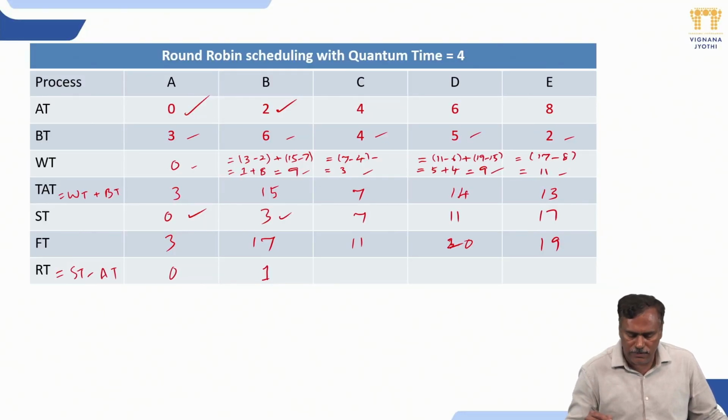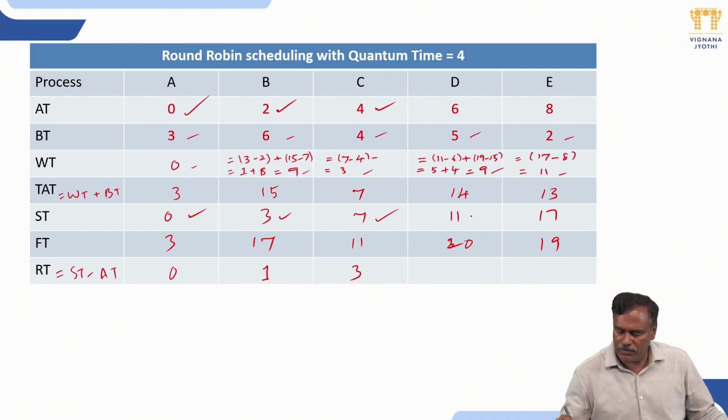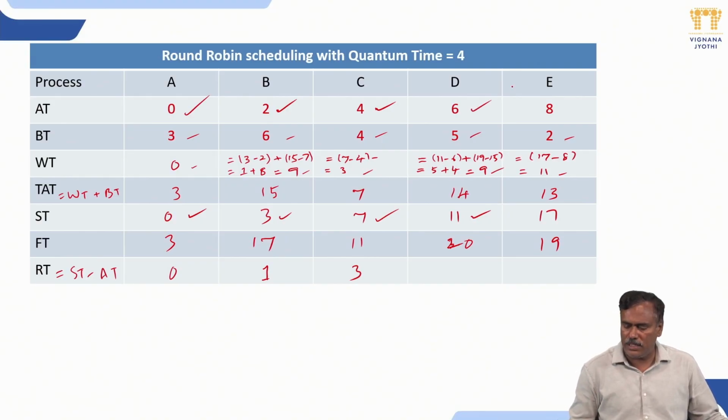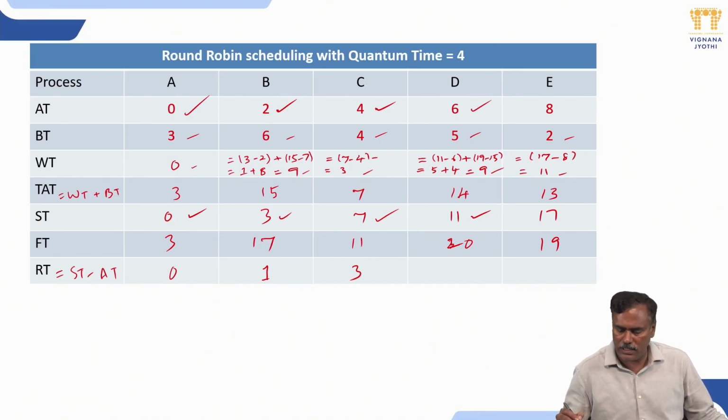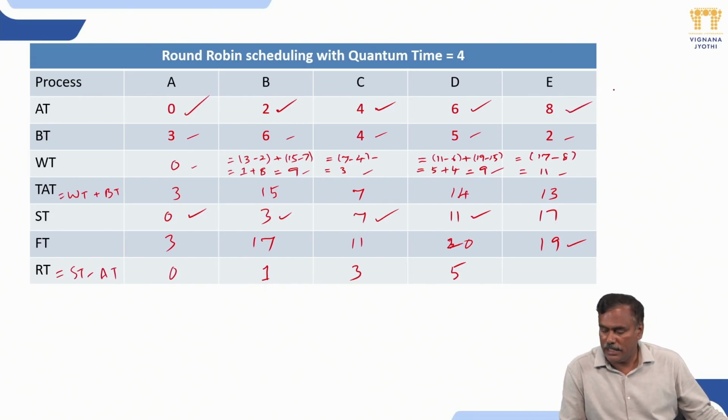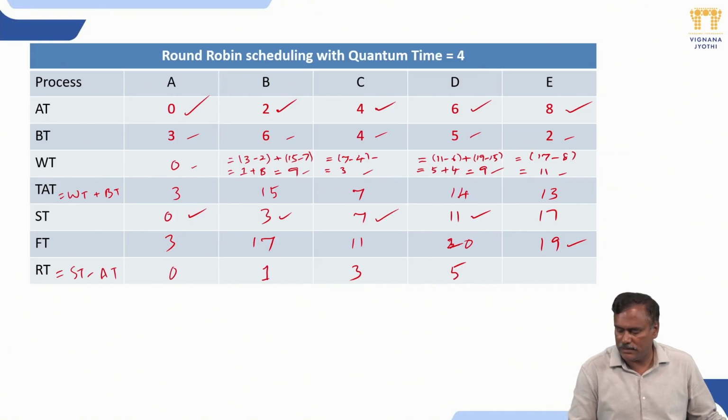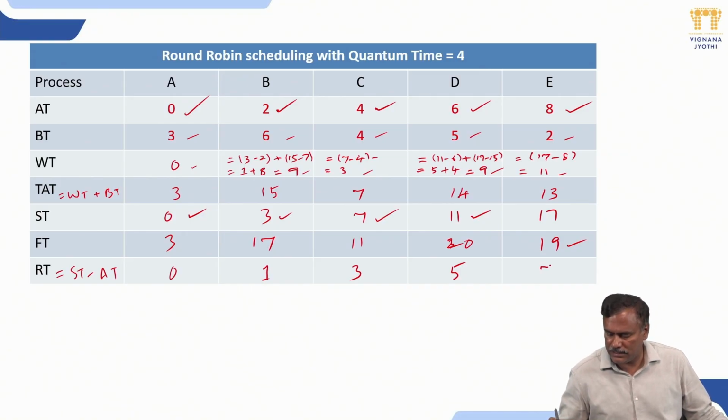And in a similar fashion, coming to process C, this is the start time and this is the arrival time, that is 7 minus 4, that is 3. And coming to process D, start time is 11 and arrival time is 6. 11 minus 6, that is 5. And moving on, start time of this process is 19 and arrival time is 8. So 19 minus 8 is 7.